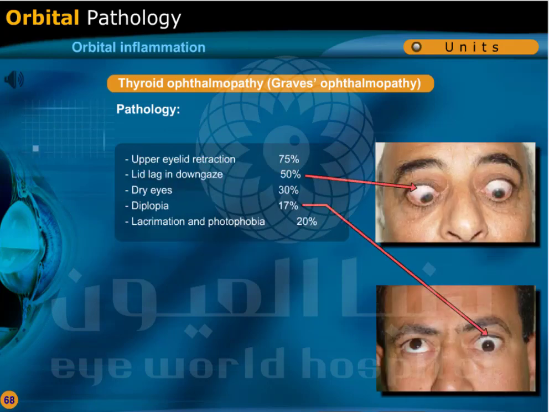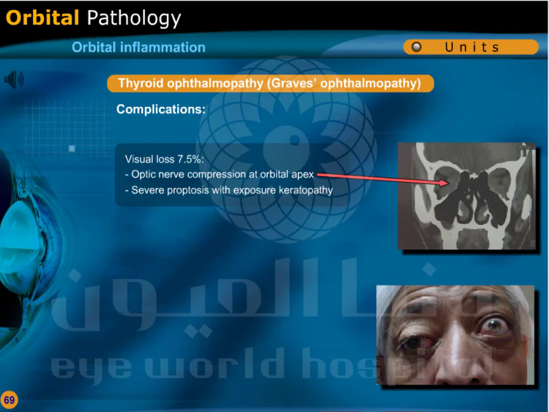Pathology: upper eyelid retraction 75%, lid lag in down gaze 50%, dry eyes 30%, diplopia 17%, lacrimation and photophobia 20%. Complications of thyroid ophthalmopathy: visual loss 7.5% due to optic nerve compression at orbital apex and severe proptosis with exposure keratopathy.